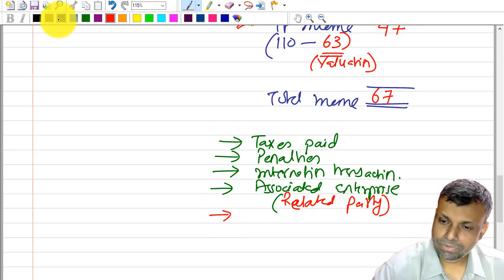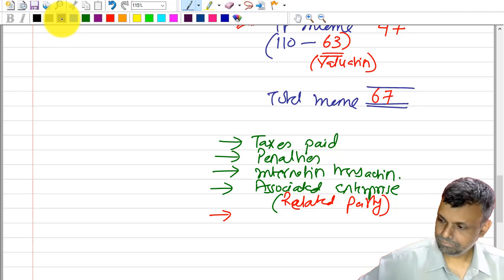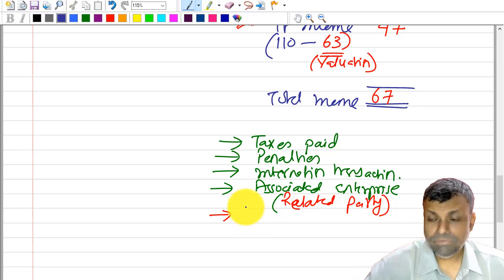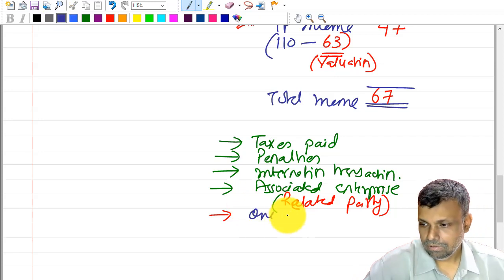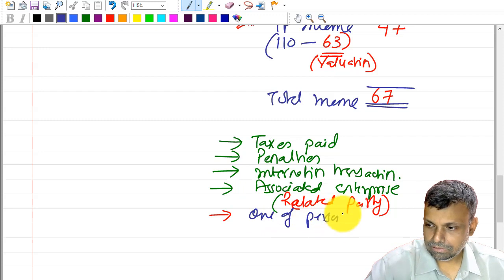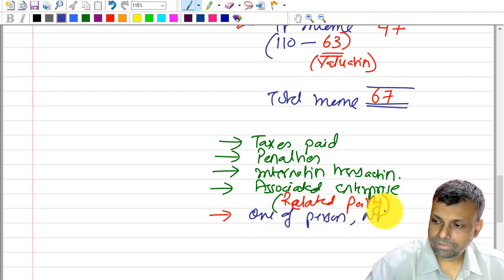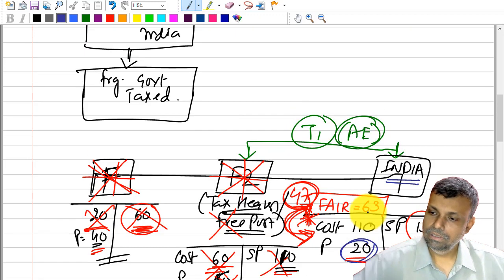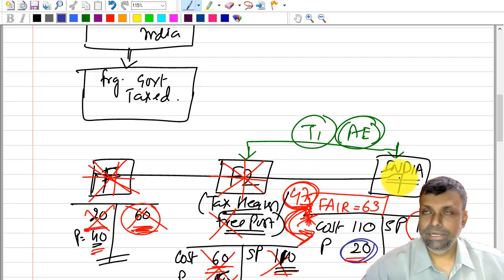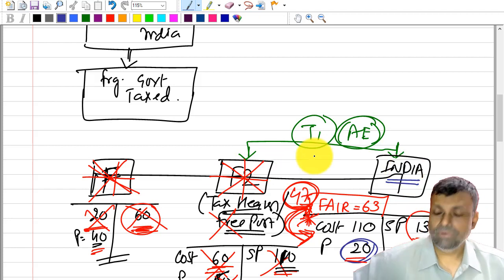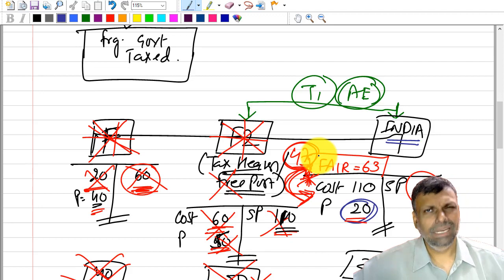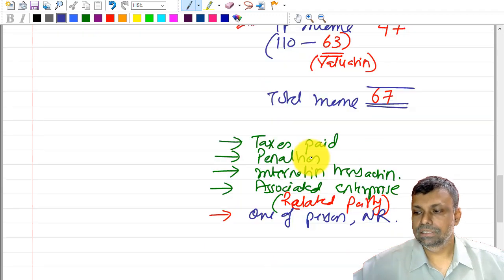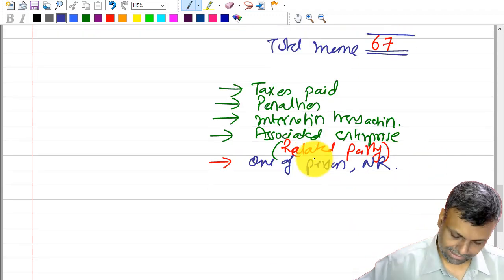Further, one of the persons has to be a non-resident. So in my example, F2 and India, that means one company in India logically. So one of the persons should be non-resident, and logically it's an indirect way of telling you that this is an international transaction.